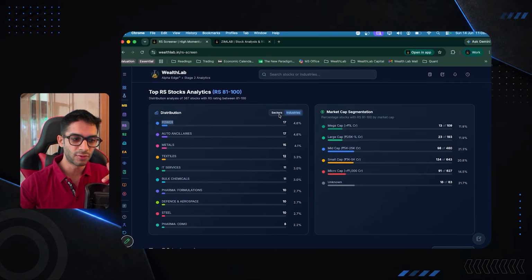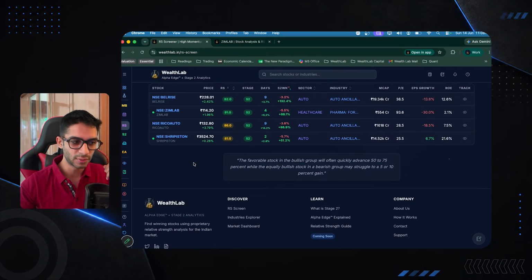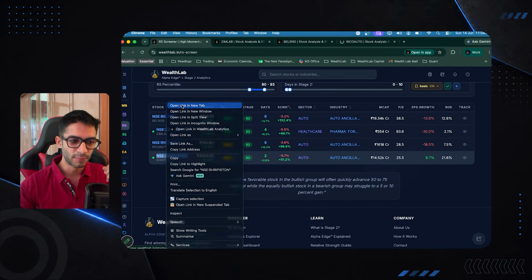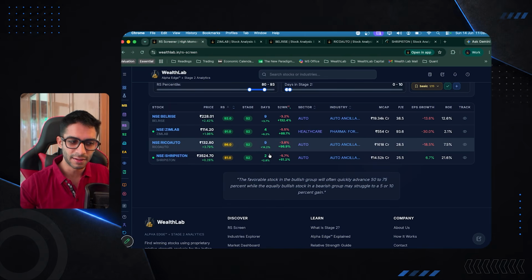Now the second one was BFSI. Is there any BFSI industry over here? No, I cannot see any. The next was auto. Now we can go to auto ancillaries. I'll just add auto ancillaries to it, and we got three more names. I got Bell Rise, Rico Auto, and Shri Piston. They have recently entered into stage two. The strength is relatively good.